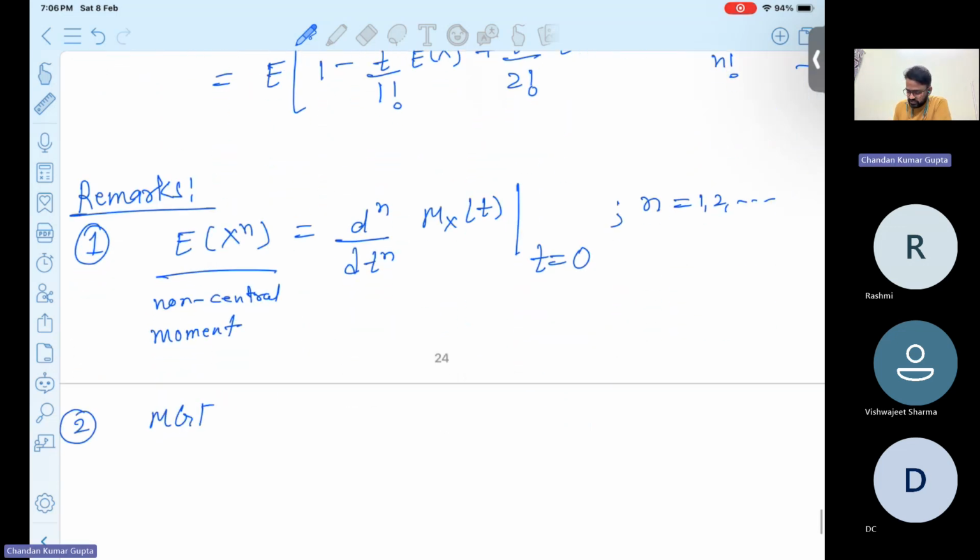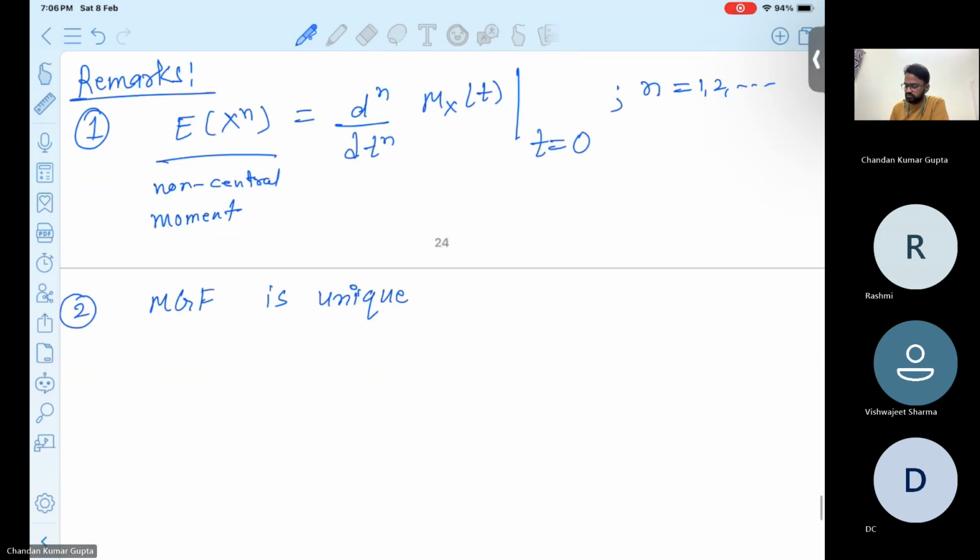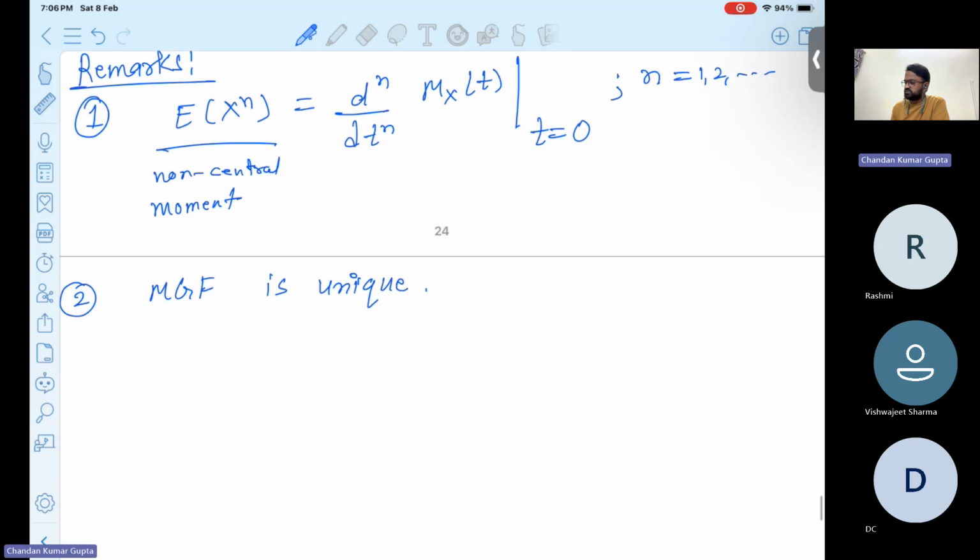Also, MGF is unique. There is a uniqueness theorem of PGF, and a uniqueness theorem of MGF is also there. This implies, suppose we have two random variables X and Y, and both have the same MGF. Then that means both follow the same distribution as well. Both are identically distributed.